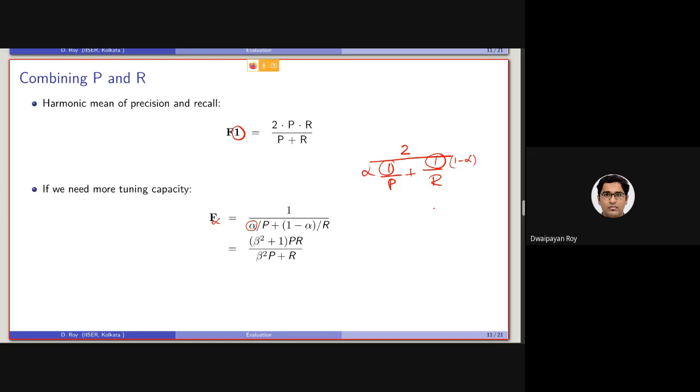Okay. Now, following that, we can do some very trivial mathematics to come up with a formula like this, where beta is the controlling parameter which controls the contribution of P and R in the ultimate metric value.